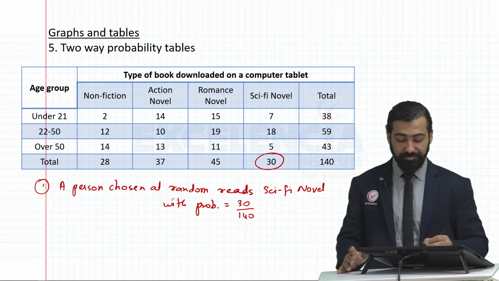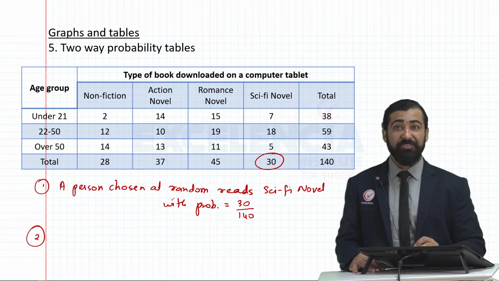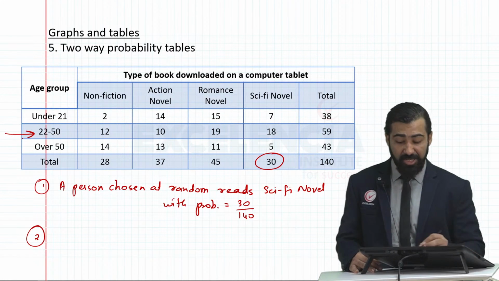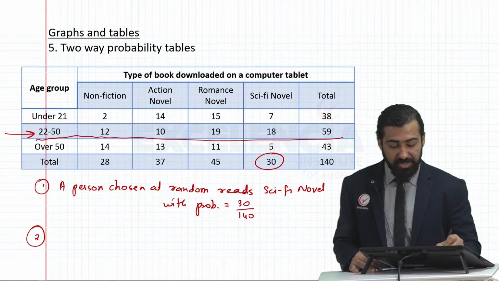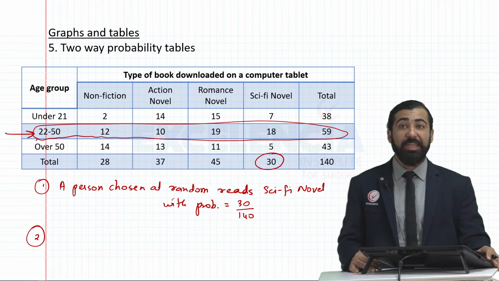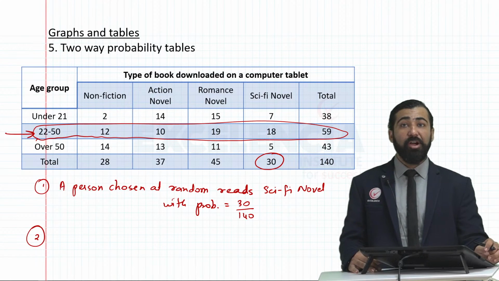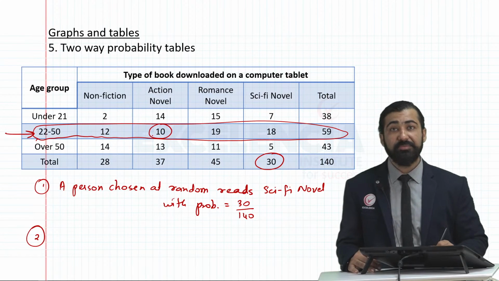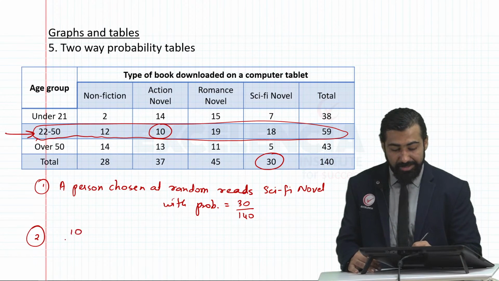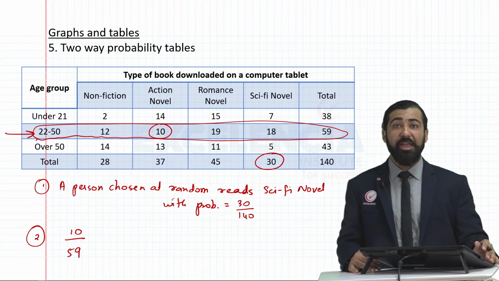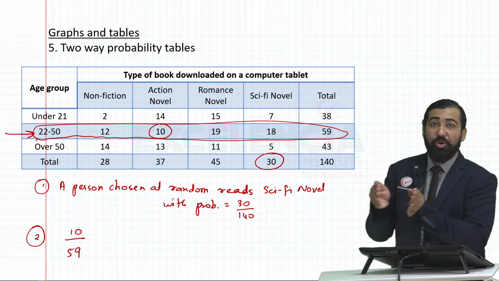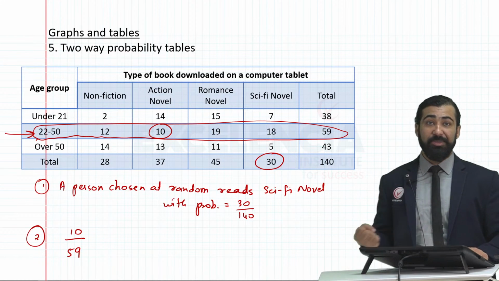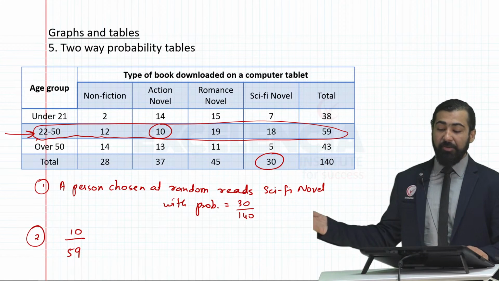On the other hand, suppose I say a person is chosen from the age group 22 to 50. I am locking in this age group. What is the probability that this person reads action novels? My answer in this case will be 10 divided by 59, because my subgroup was narrowed. If I am selecting a person from 22 to 50, that means in total there are 59 people. Out of that, how many people read action novels? So 10.